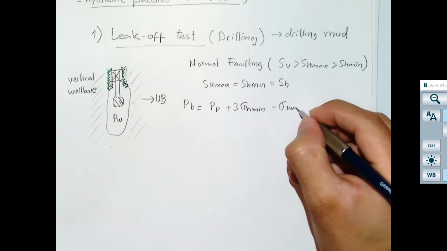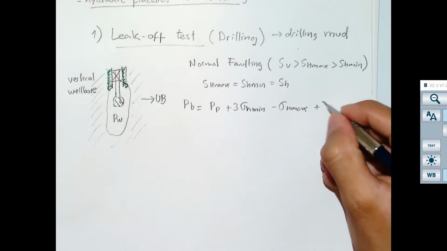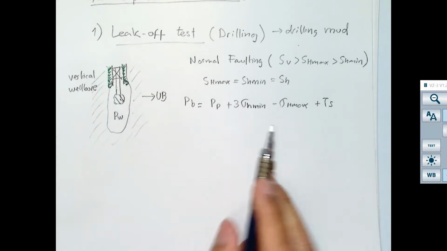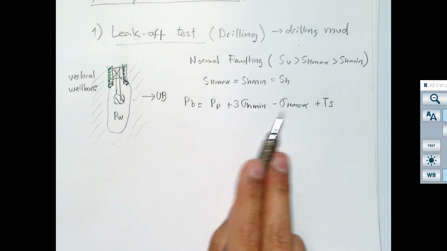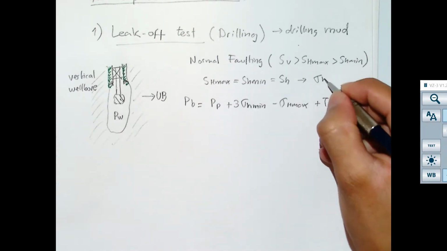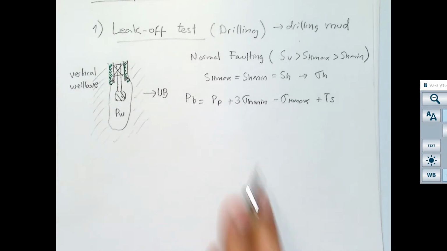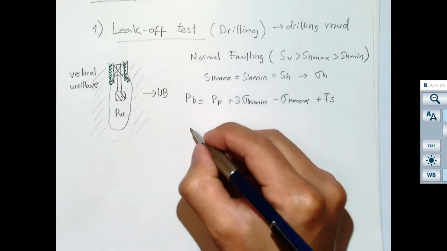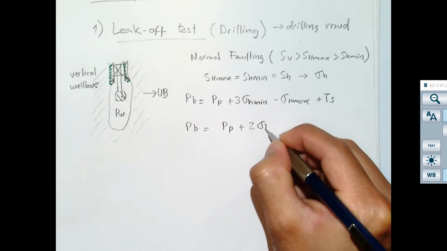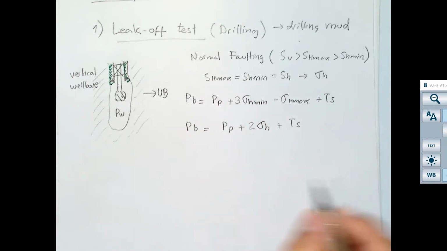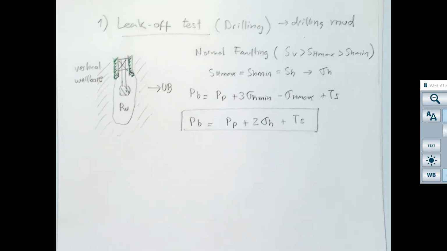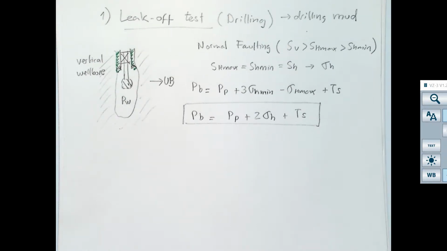Minus sigma H max plus the tensile strength, and I'm going to ignore the thermal effects. We are saying that now these two are about the same, right? So from here, I just have 1 sigma H, and those are the same. So this is going to be 3 sigma H minus sigma H. It's just going to be 1 sigma H. So this is going to be 2 sigma H plus the tensile strength. This is what Kirsch will tell me will be the maximum pressure that the wellbore can take.